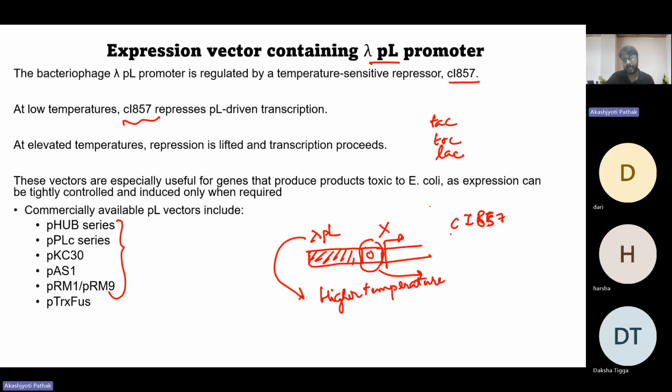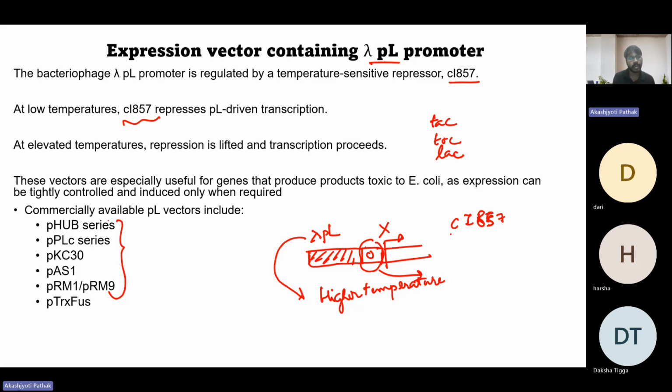Here you are not adding IPTG, isn't it? So how are you regulating the expression of the protein? By regulating the temperature. When you keep it at low temperature, your protein is not expressed. Once your bacteria has grown to a particular OD, say 0.6 or 0.5, you take out your culture and place it at higher temperature. Then your protein will start getting expressed. So it depends on what type of vector you are using. If it is a pET vector, then it is an IPTG inducible vector.